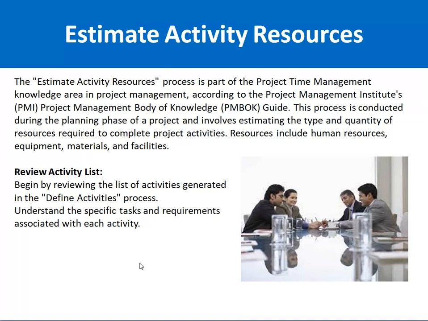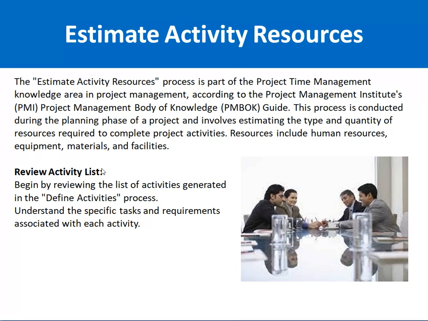So first of all, you have to identify the activities. Based on the activity, you have to identify which type of resources you need, either human resources or hardware resources. So first of all, we have to review the activity list. In the review, begin by reviewing the list of activities generated in the define activities process and understand the task and the requirement associated with each activity.